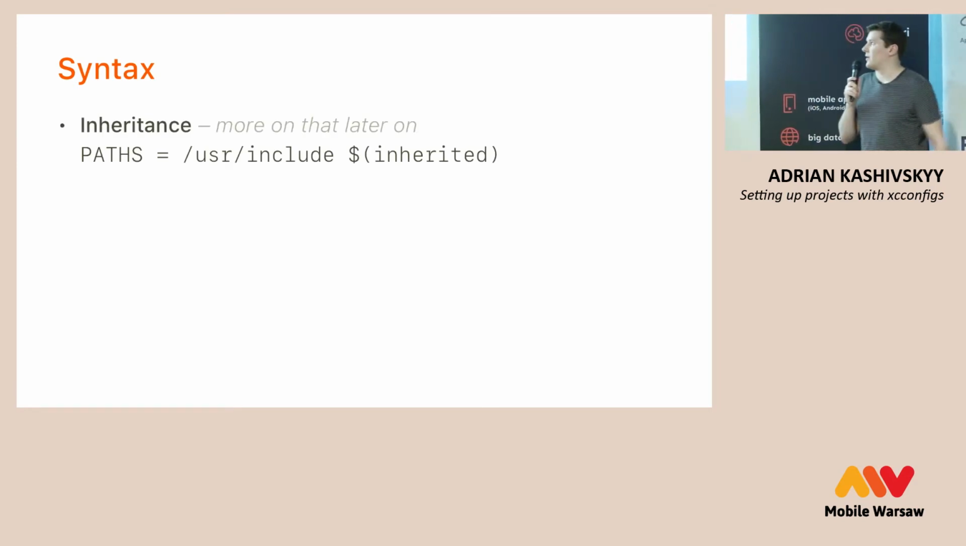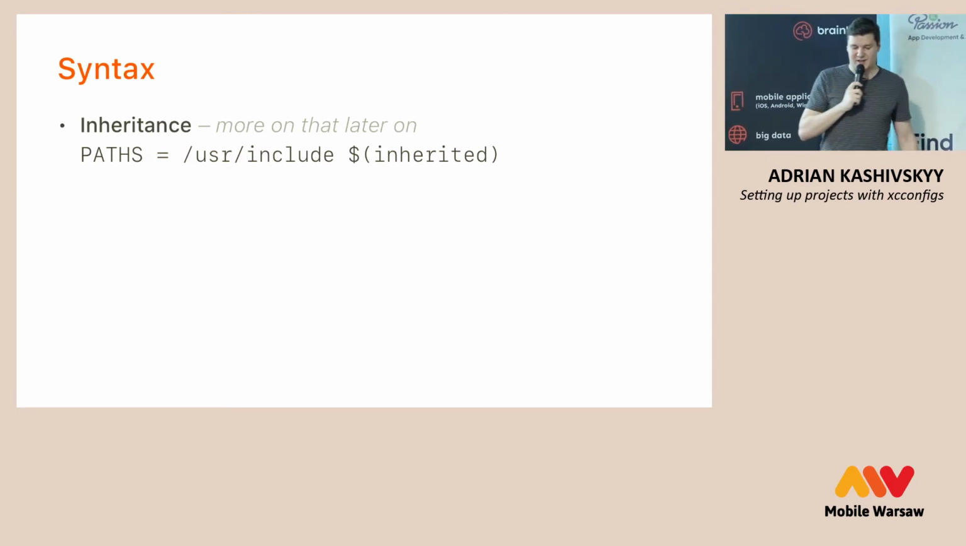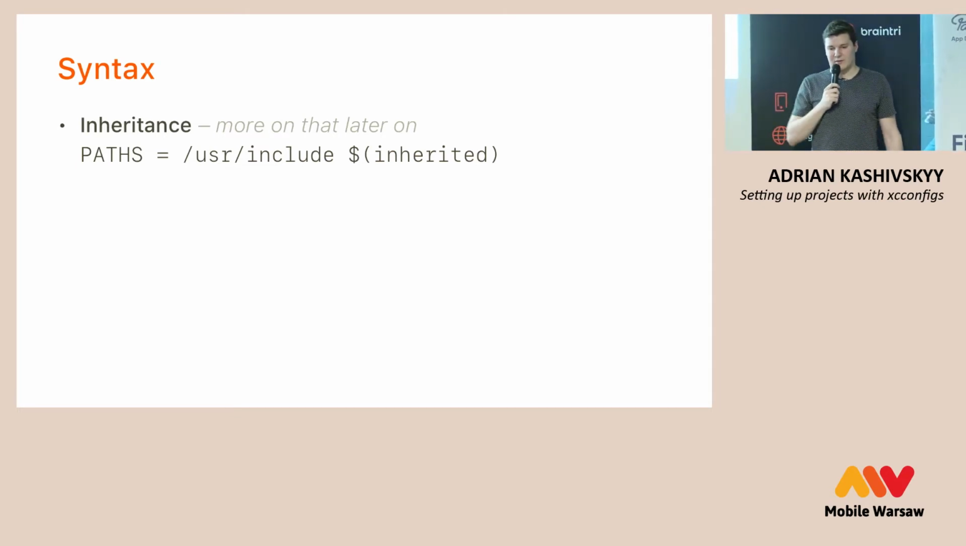Another thing, with another special value, it's actually a special variable called $(inherited). It allows you to inherit build settings from a hierarchy. So you can set build settings on the project, then on the build configuration, then in the target, and then in the target build configuration. And they all have a hierarchy, and the lower values can inherit from the upper ones.